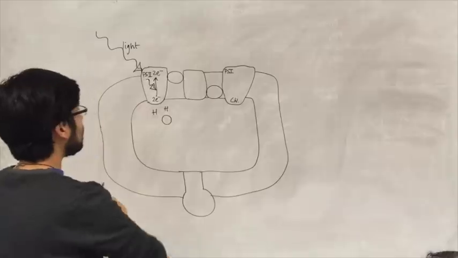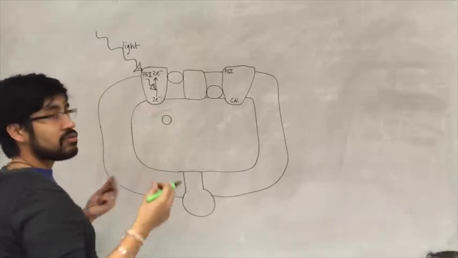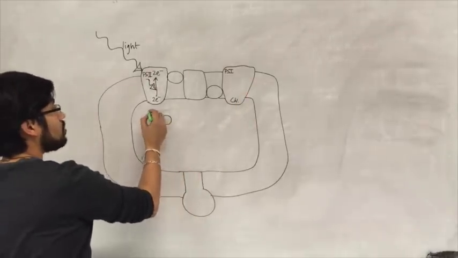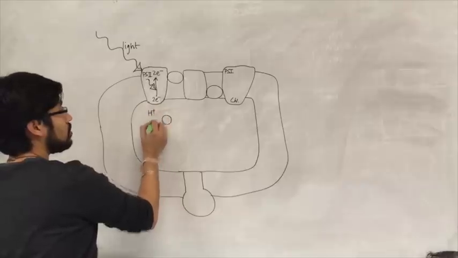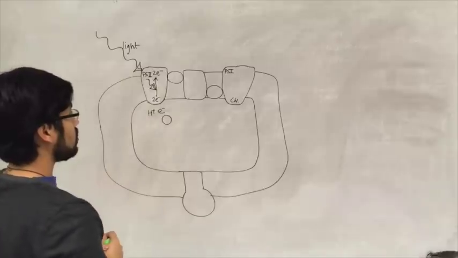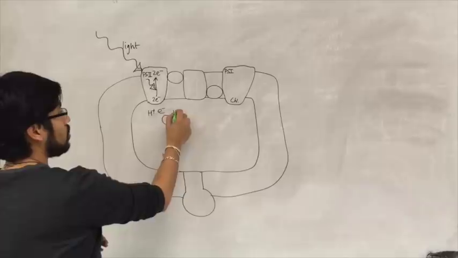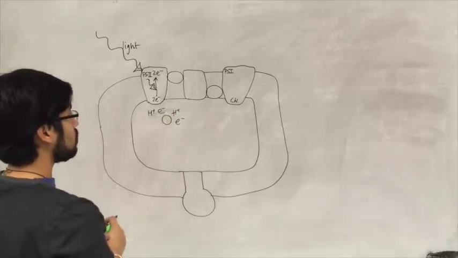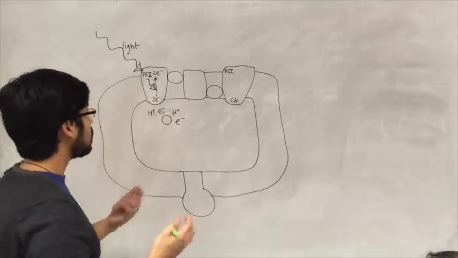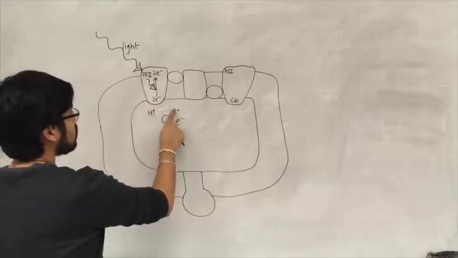We now need to replace them, and the place we get them from is from the hydrogens. So we can split the hydrogens up into protons and electrons. Each hydrogen splits into a proton and an electron. And these two electrons can then replace the ones that were lost in the chlorophyll. So essentially what we've done is we've split the water.